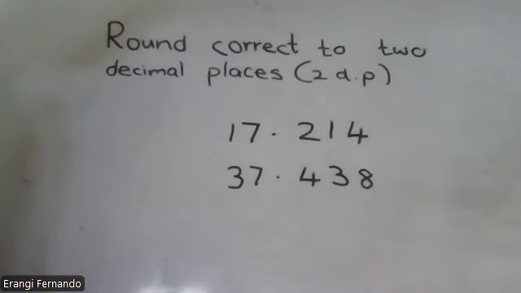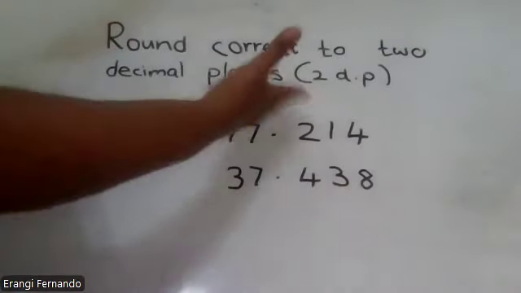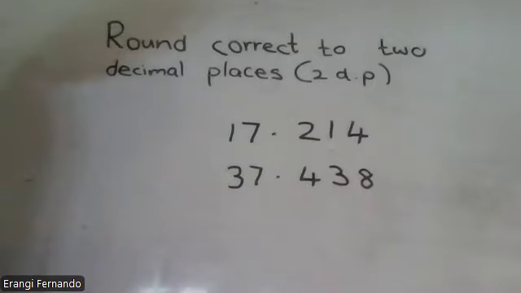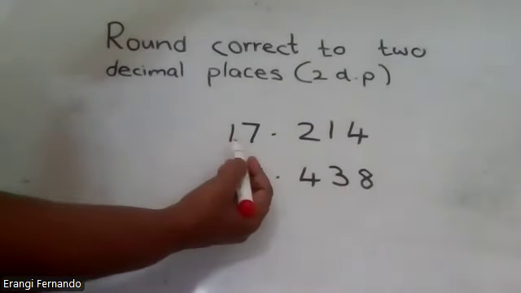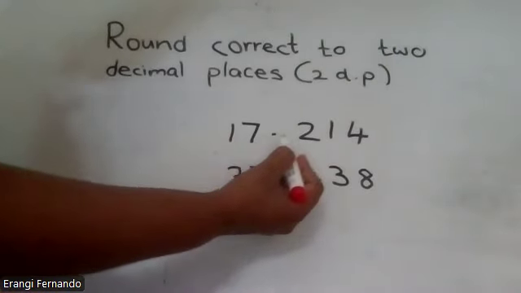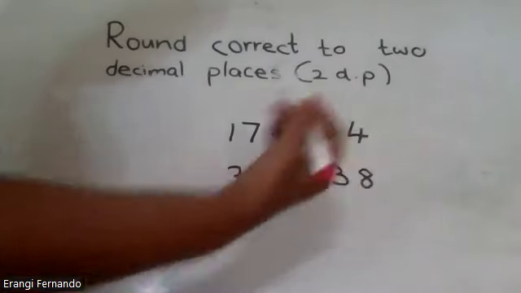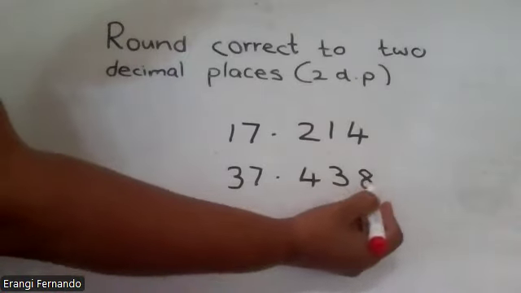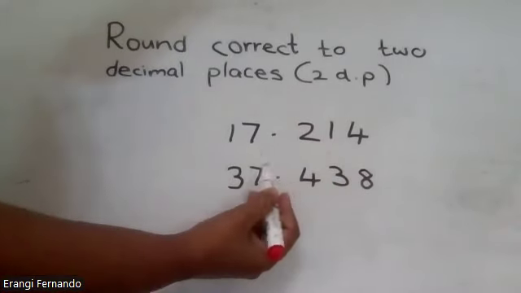Okay, today we'll discuss how to round off to two decimal places, that is, the second decimal place. First, we'll read the number 17.214. The next one, 37.438. So let's write the place values.